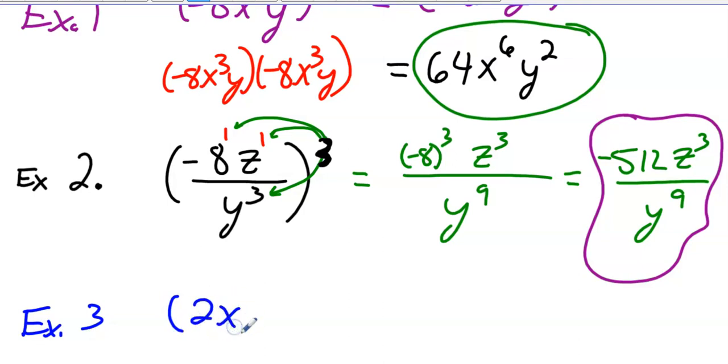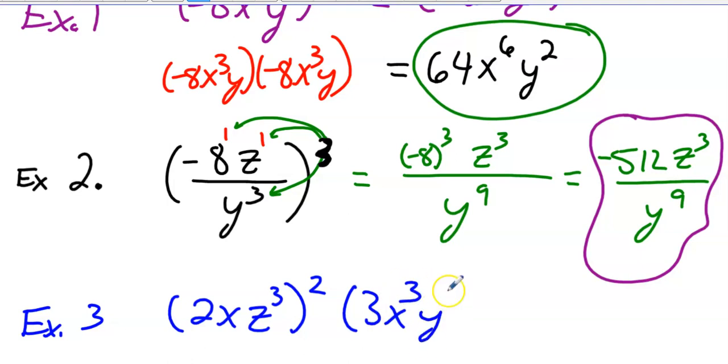So we'll do 2x z to the third, squared, times 3x to the third y to the third z squared.